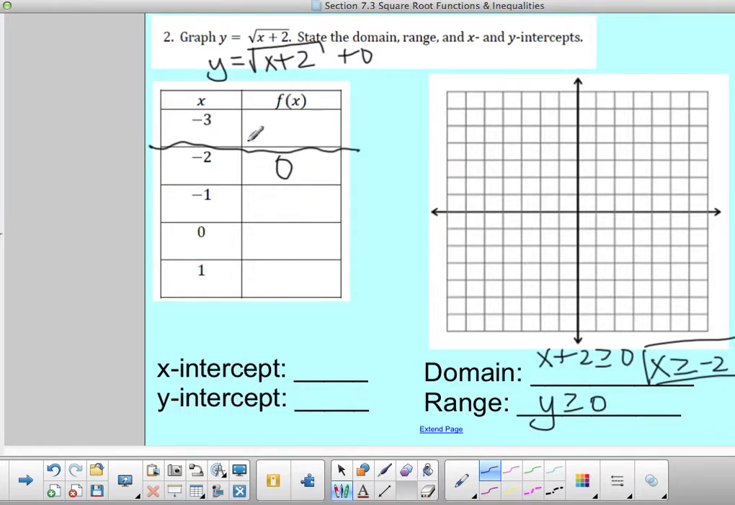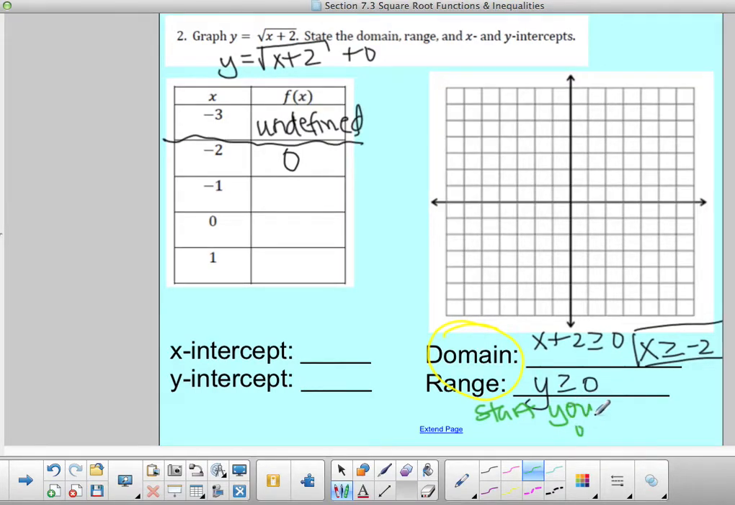There it is. Okay, why do I recommend not plugging in negative 3? Well, let's try it. Negative 3 plus 2, that's negative 1. The square root of negative 1, if you try it on your calculator, it's going to tell you it's an error because it is undefined. Okay, so always use your domain and range to tell you where to start your table of values, okay?